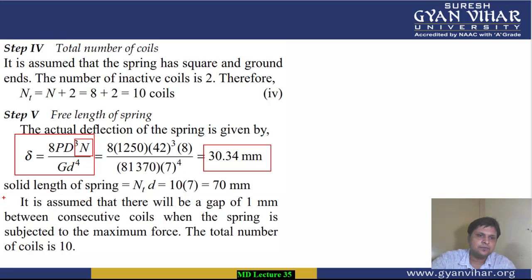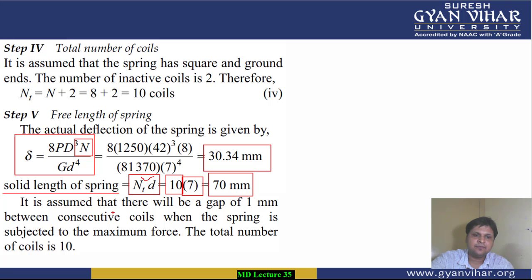Now the solid length of the spring, how will we calculate it? As I have already told you while explaining the different lengths of the spring, compressed length, solid length, and the free length, for calculating the solid length of the spring, the formula is NT, the total number of coils, into wire diameter. So NT into d is your solid length of the spring. Multiply these two values, total number of coils into wire diameter. This will give you the total solid length of the spring equal to 70 mm.